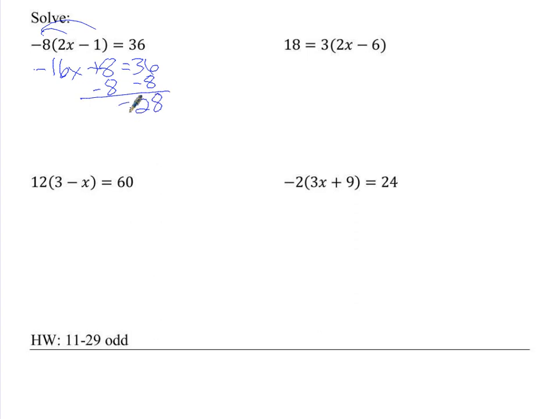Okay, 28 over here equals negative 16x on the left. Now what? Divide both sides by negative 16. Good. Glad you caught that. So what do I get on the left? X equals what? We're dividing. It is going to be negative 28 divided by 16.